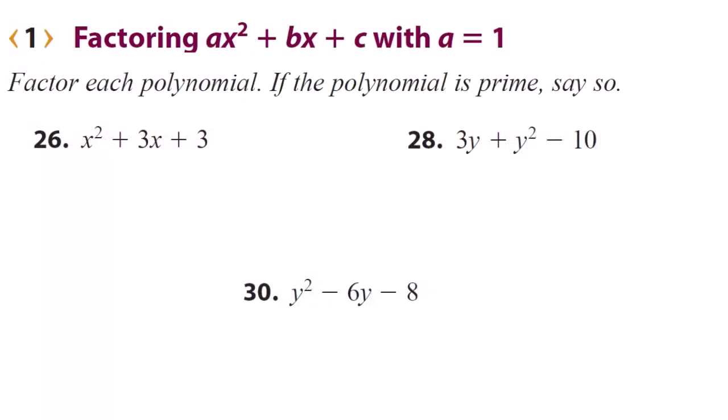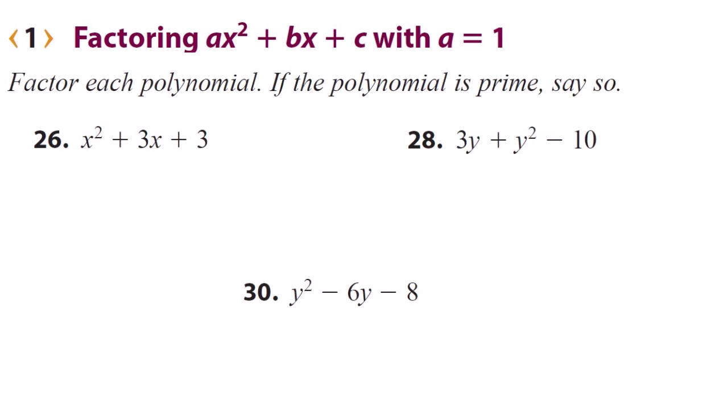All right, so here we have a couple other examples. It says factor each polynomial. If the polynomial is prime, say so. A prime polynomial is one that cannot be factored, so that you can't break it up into other factors besides one and itself, which is the same thing as for a prime numerical value.